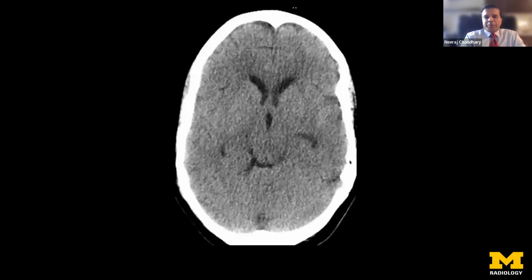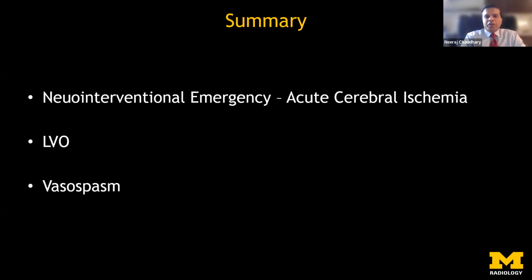So this is an image of that patient who we were able to salvage, with not a large burden of delayed ischemic stroke in this subarachnoid hemorrhage patient. So there I will end the talk and will be open to questions.